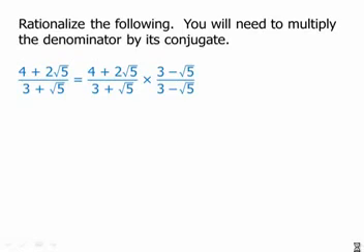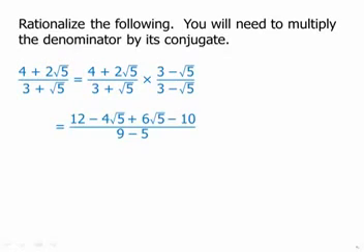In the numerator, I'm going to have to FOIL, and so what I get is the product of the first, 4 times 3 is 12. The product of the outer, that's minus 4 root 5. The product of the inner, that's plus 6 root 5. And then the product of the last, which is 2 root 5 minus negative root 5. Well, the root 5 times the root 5 is 5. 2 times 5 is 10. So that's just minus 10.